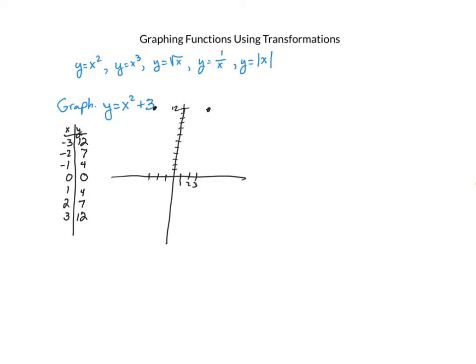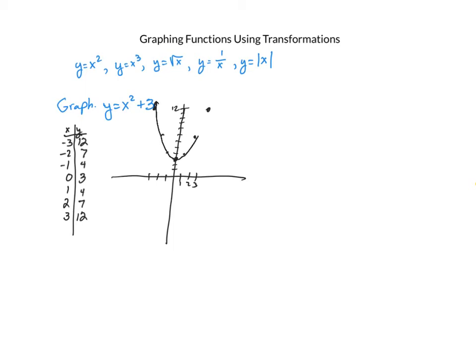-2 gives me 7, which is about right here, and +2 gives me 7. -1 gives me 4, and +1 gives me 4, and at 0, the value is, whoops, I put in 0. We know that's not right. 0 gives us 3. So we'll pop that in. So our graph looks something like this.